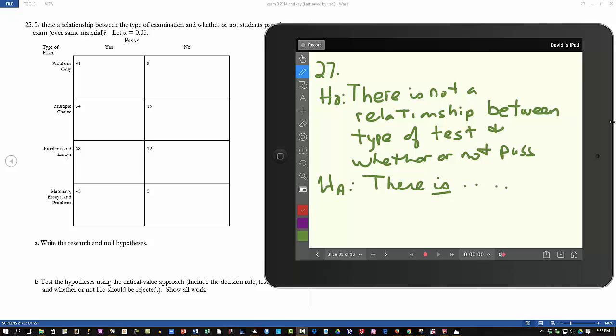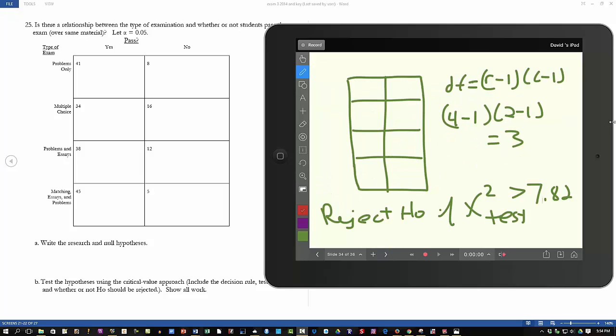Okay, for the critical value approach, that means we're going to use a table, the chi-square table, which is the one that I gave you, and we're going to use a value off of that and decide when to reject H0. For a chi-square test, we'll always reject H0 when the value that we compute for the chi-square test is greater than the value that we look up on the table.